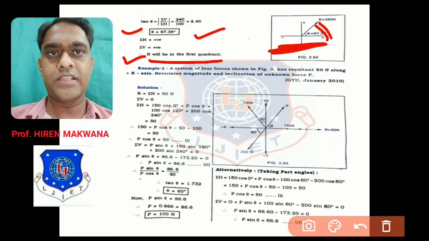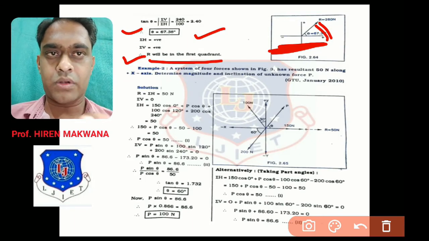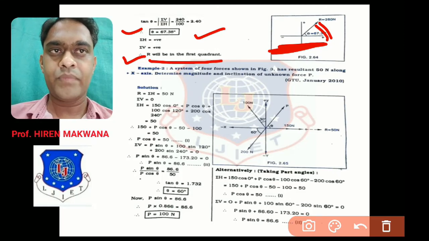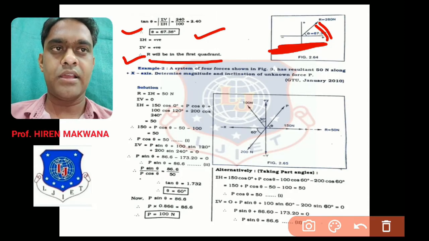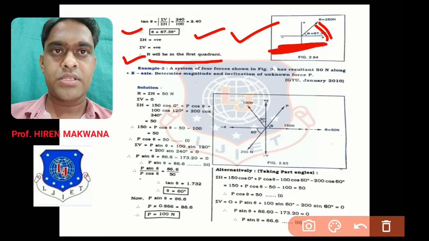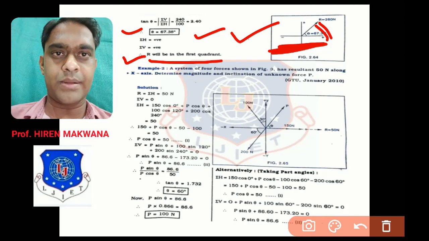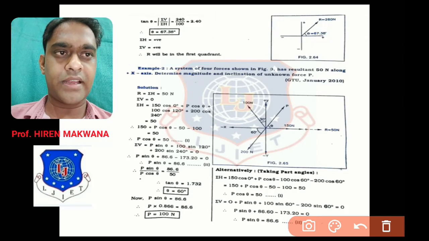So this is basically the numerical. Very easy. First step is find sigma h, all cos components. Second step is find sigma v, all sine components. Then after that, the formula of R and formula of tan theta. So you can calculate R and theta and its location. See, to draw the location in the exam is very compulsory. Let us see another example.